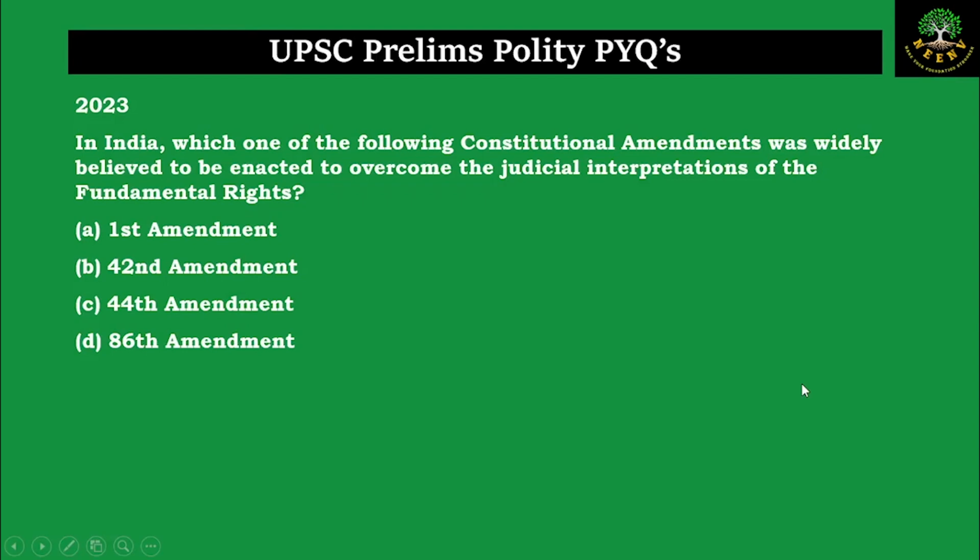This is from the year 2023. In India, which of the following constitutional amendments was widely believed to be enacted to overcome the judicial interpretation of the fundamental rights? So the keyword is widely believed to be enacted to overcome the judicial interpretation of the fundamental rights. Amendment 1, Amendment 42, Amendment 44, and Amendment 86.